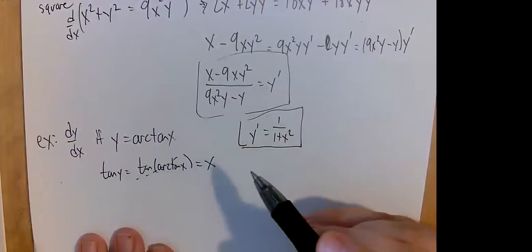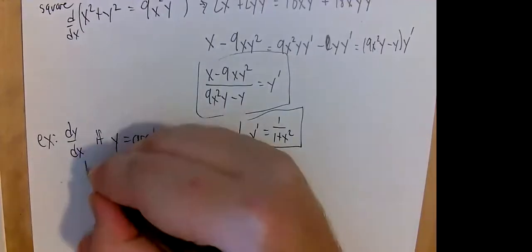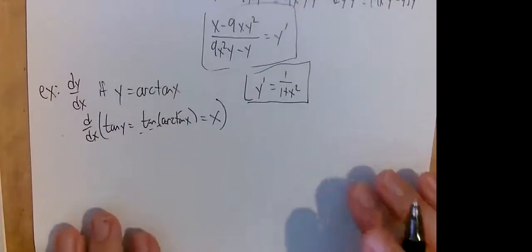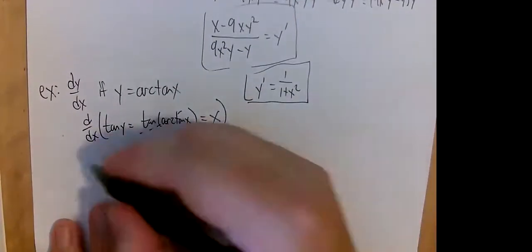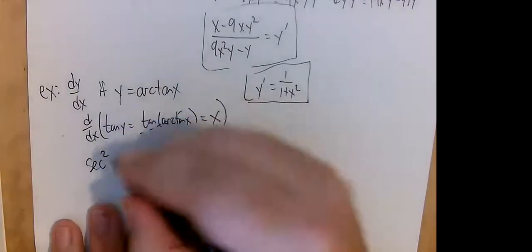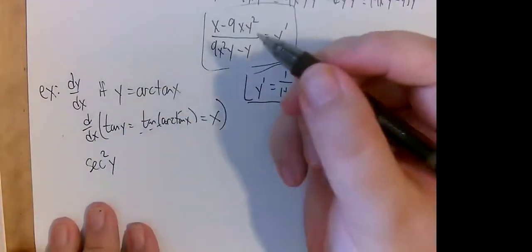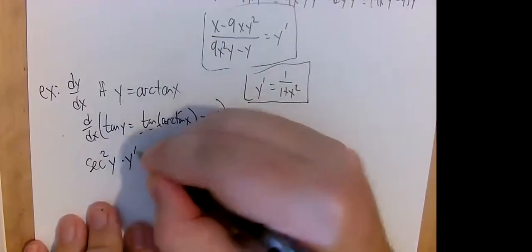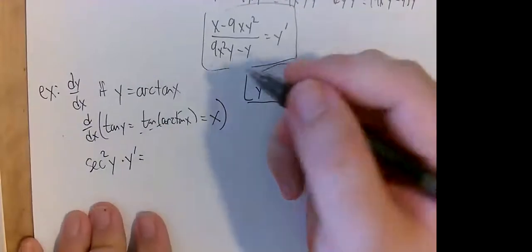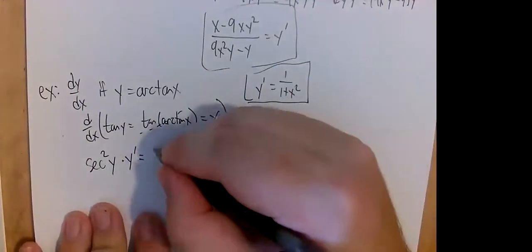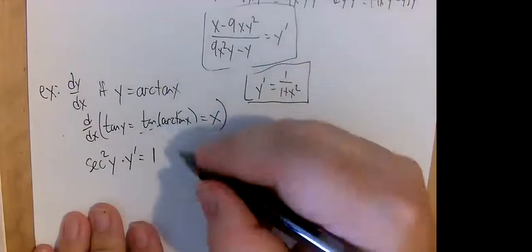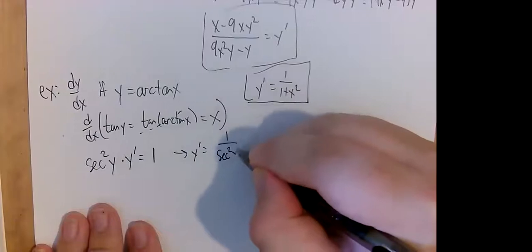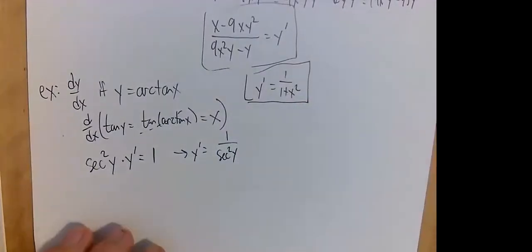Now, if we wanted to know the derivative of this, we want to know dy dx, we could take the derivative of both sides here. So the derivative of tangent we know to be secant squared. We keep the y in there. But then since we did a derivative with y in it, we have to multiply the whole thing by y prime. And then over here, the derivative of x is 1. So it turns out that y prime is 1 over secant squared of y.